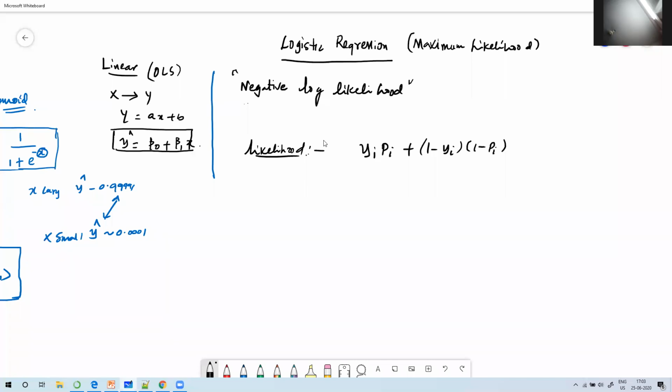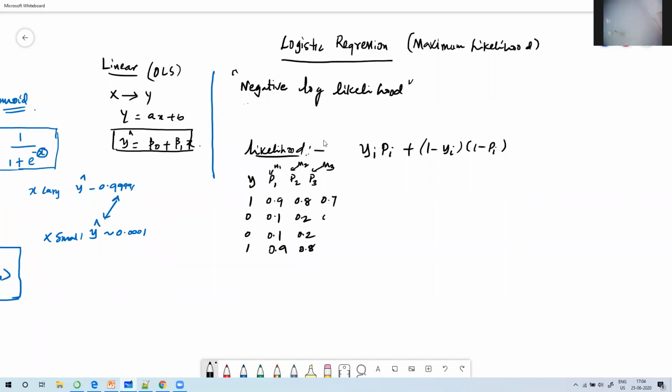Now let's say we have y like this: 1 0 0 1, and we have P1, P2, P3, where P1 came from model 1, P2 came from model 2 and P3 came from model 3. P1 is like this: 0.9, 0.1, 0.1, 0.9. P2 is like this: 0.8, 0.2, 0.2 and 0.8. P3 is 0.7, 0.2, 0.3, 0.8.